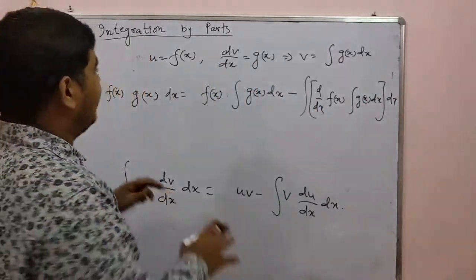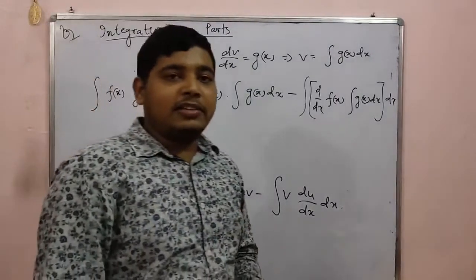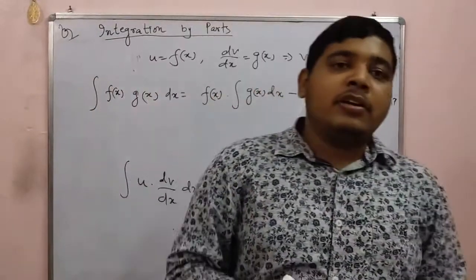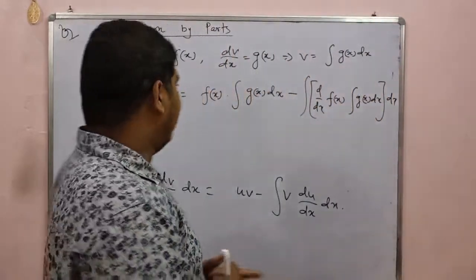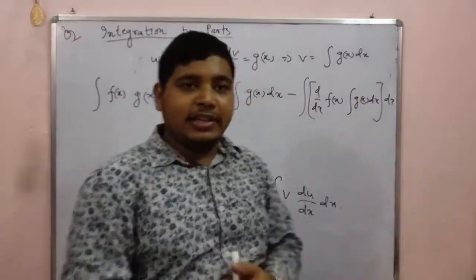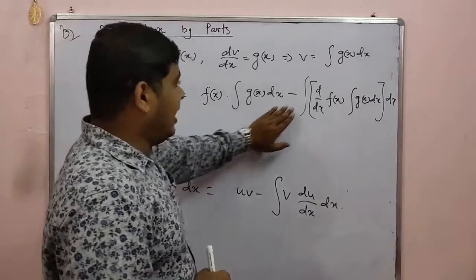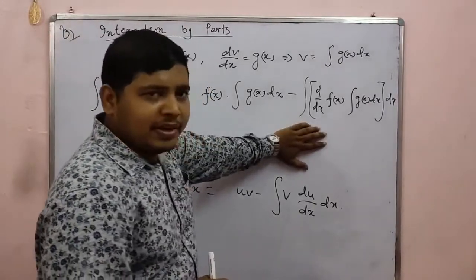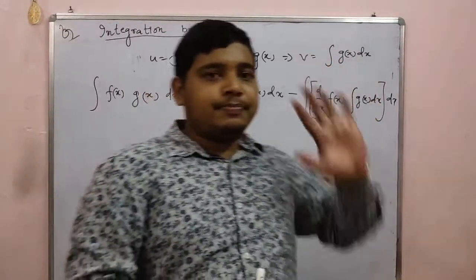So this is the formula for the integration of the multiplication of two functions. If we have two functions f of x and g of x multiplied, then the integration is like this: f of x into the integration of g of x dx, minus the integral of the derivative of f of x into the integration of g of x.